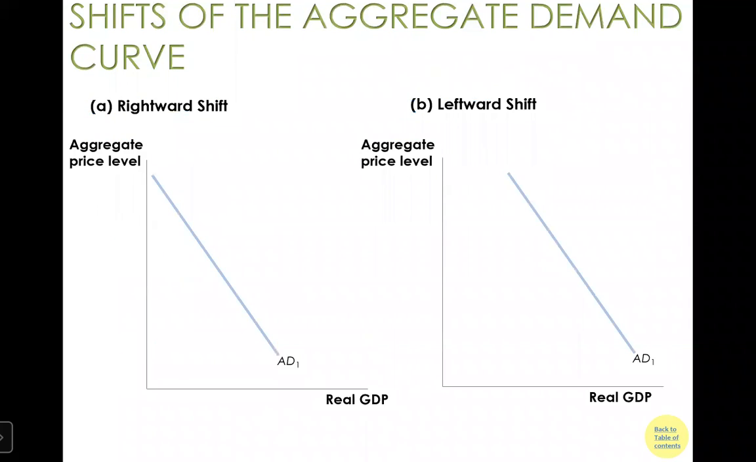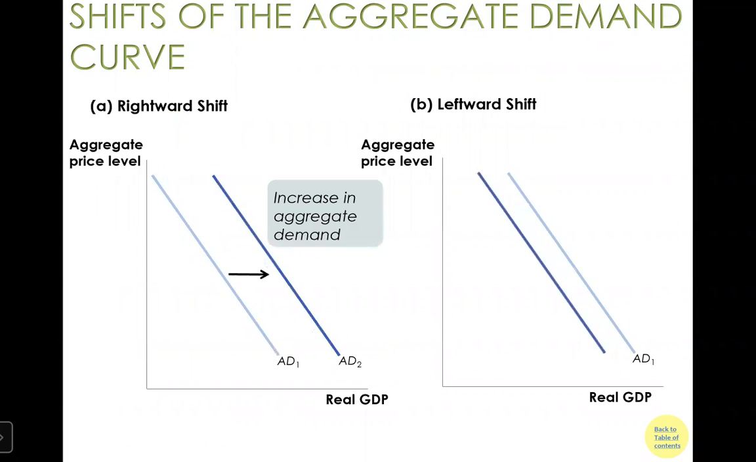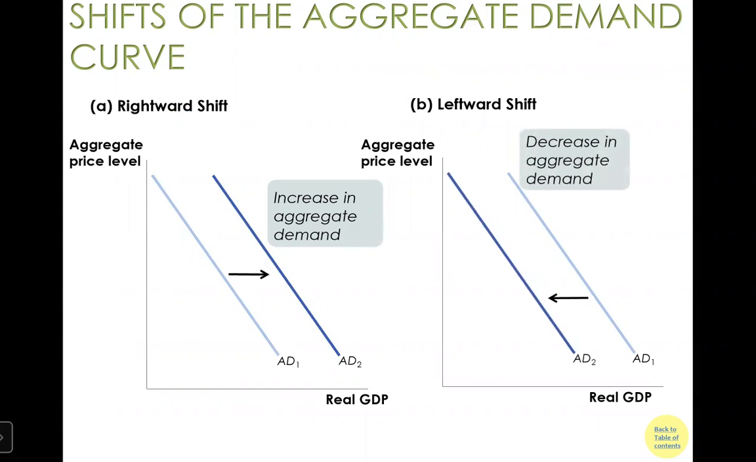By the way, a shift means the curve goes here. An increase means the curve shifts to the right. A decrease means the curve shifts to the left. Movement along the curve means we just keep the curve and move along it. Now, what causes the shift?